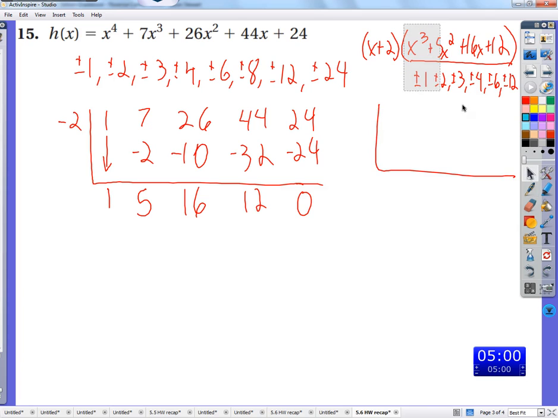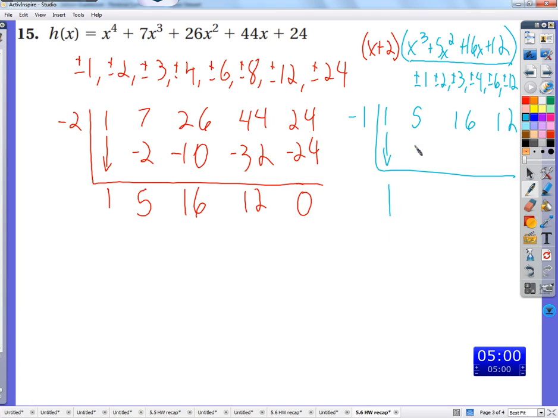Imagining this is our original problem: 1, 5, 16, 12. And we make another guess. Could negative 2 work? Yep. It already worked once. Does that mean it could work again? Yeah, it definitely could work. It could have two zeros of negative 2. It could work twice. Right? So don't count it out, but we won't use it because I think all of us know that that's not going to work. Right? We already found negative 2. What's the other one? Negative 1.